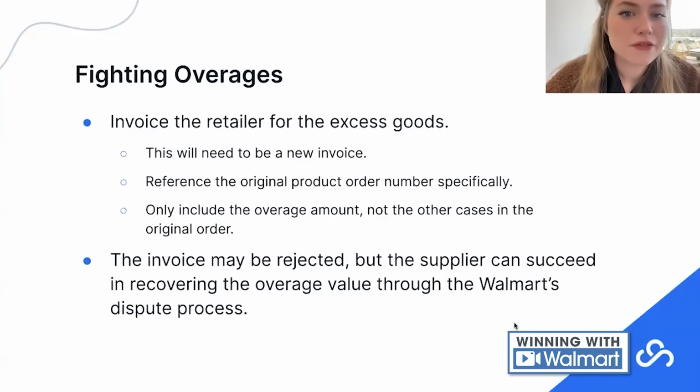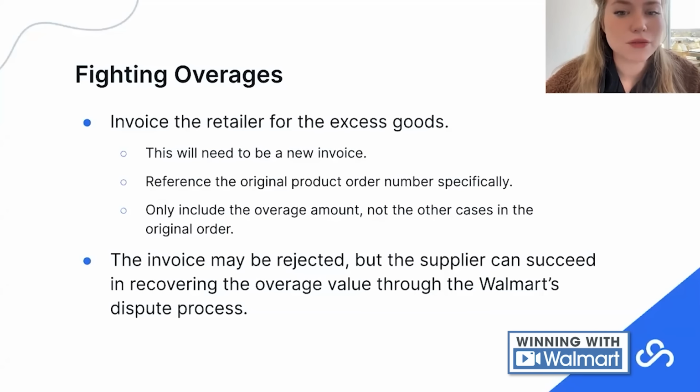So fighting overages, you can invoice your retailer for the excess goods. That means you're going to need a new invoice. You're going to need to invoice Walmart. You're going to need to reference the original product order number specifically and only include the overage amount, but not the other cases in the original order. So don't just resubmit the same invoice. You're going to need to invoice for just the excess goods.